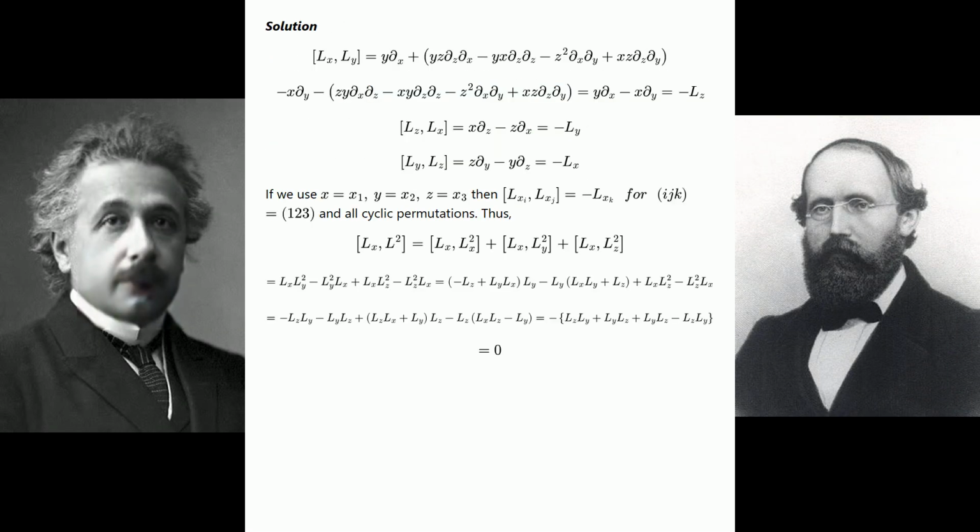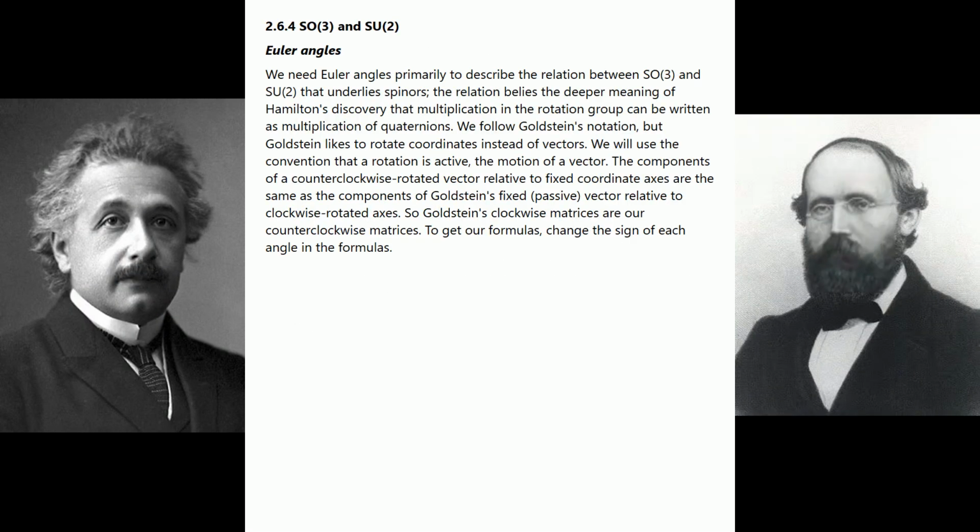If we use x = x_1, y = x_2, z = x_3, then [L_{x_i}, L_{x_j}] = -L_{x_k} for ijk = 123 and all cyclic permutations. Thus, see the equations shown.